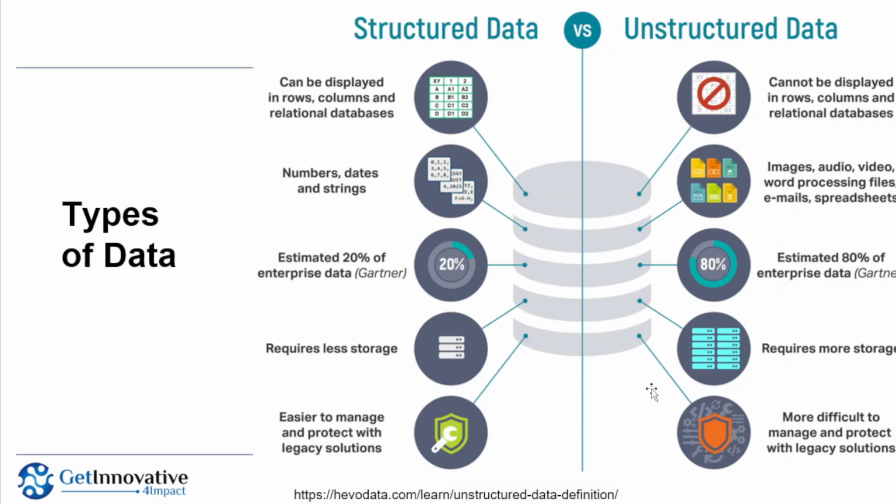Whereas on the other hand, there is unstructured data. Unstructured data is not displayed in any kind of row, column, or structured pattern. It could be any kind of file, such as image, audio, video, word processing file, email, or sheets. It makes up an estimated 80% of enterprise data. As it is not structured, it requires more storage and is very difficult to manage and protect.